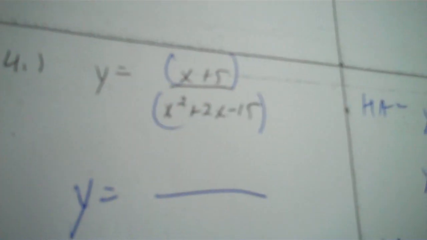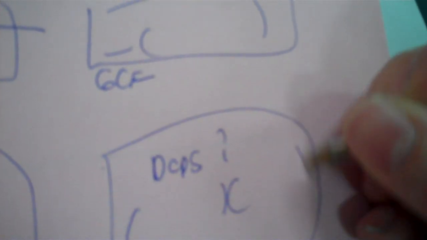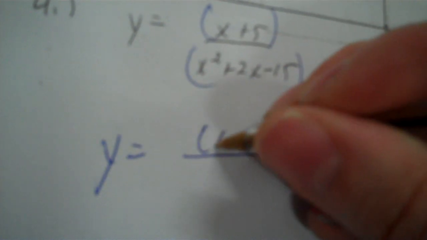Okay, now the vertical asymptote, you need to see if you can factor. That's 2 terms, x plus 5, and that's 3 terms. The 3 terms can definitely be factored, the 2 terms not so much. So GCF and DOPS. GCF's 1, it's not a DOPS, so that will just stay the same, x plus 5.